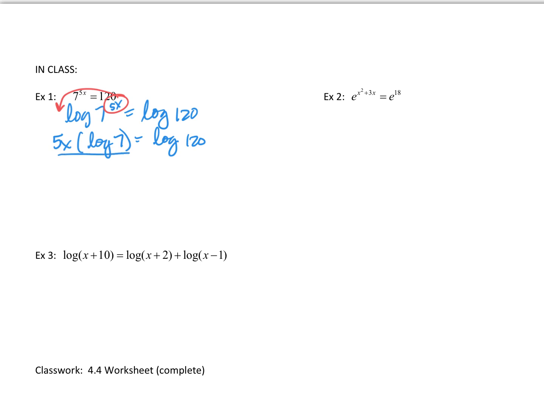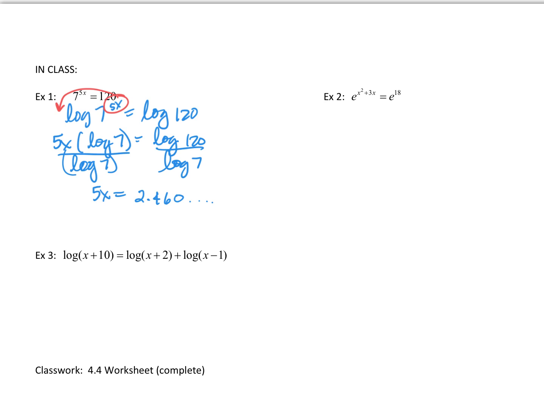What else could I divide by? What else? I mean, we could do log 7 first, yeah. Sure. So 5x equals whatever this is going to be, I don't know. Log of 120 divided by log of 7. Okay, I get like 2.460, on and on and on.